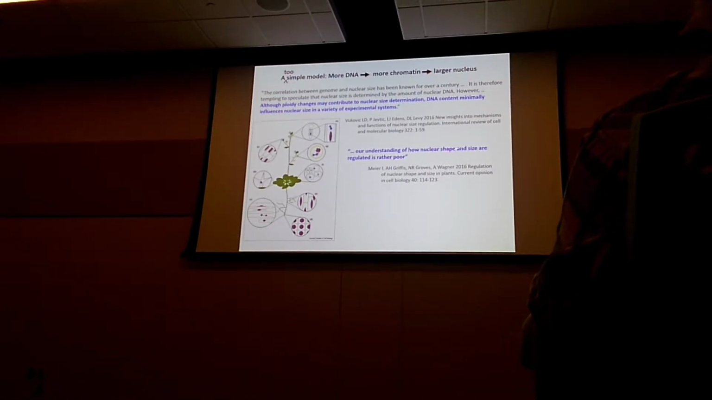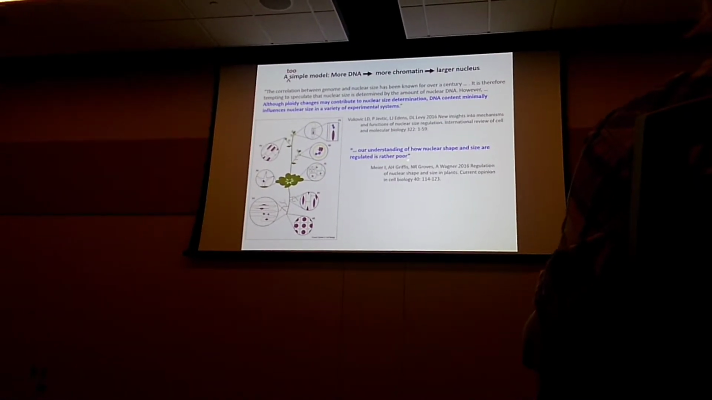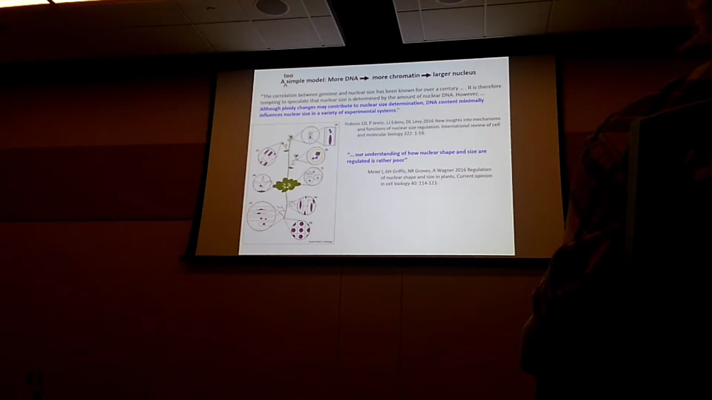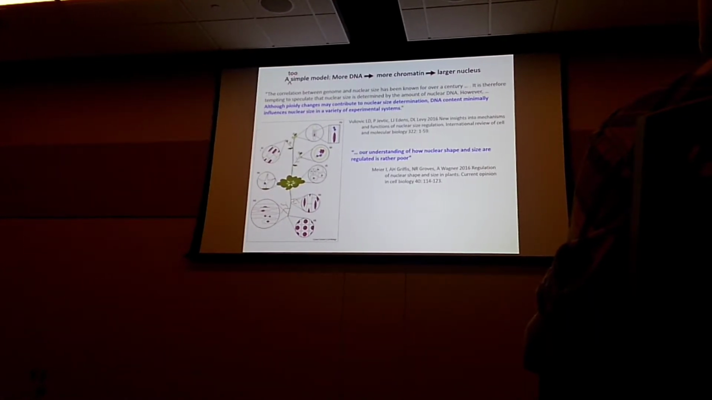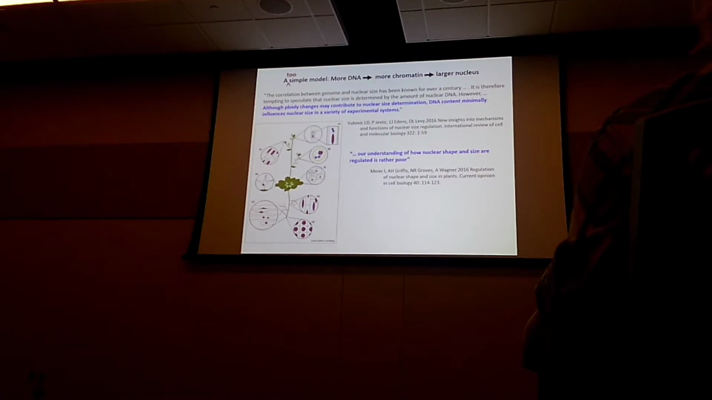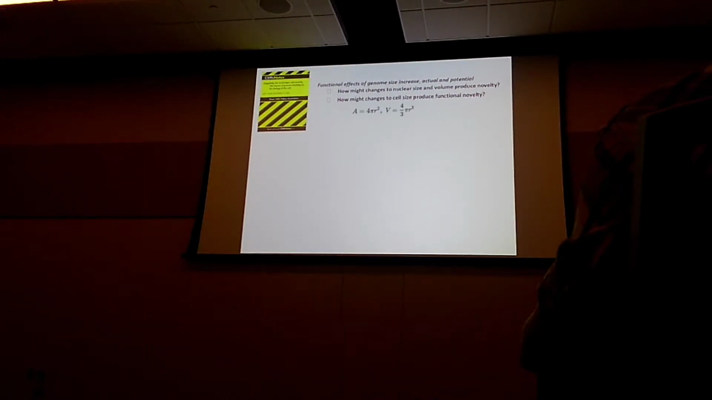Okay, and our understanding of how nuclear shape and size are regulated is rather poor. Another recent review in plants: the shape of the nucleus changes quite a bit across different cell types, and size changes. All of this is not understood at all. All right, so if cells and nuclei get larger, how might that affect things? That's the next question.